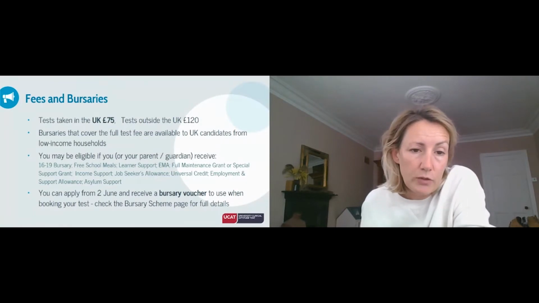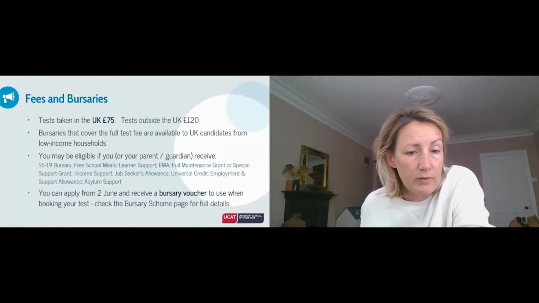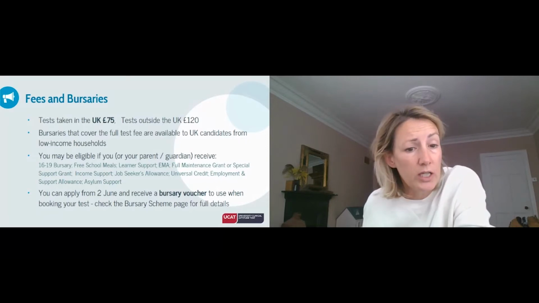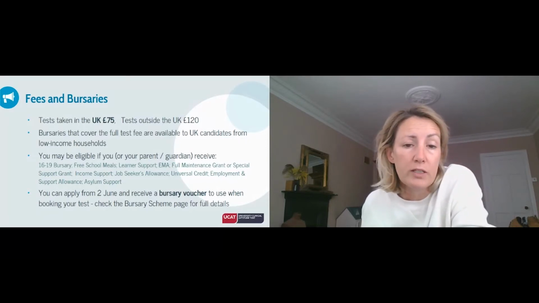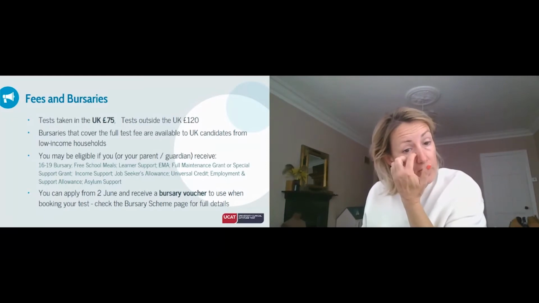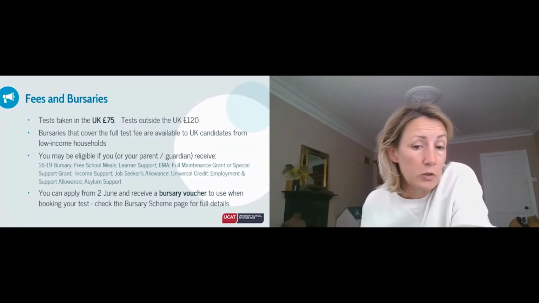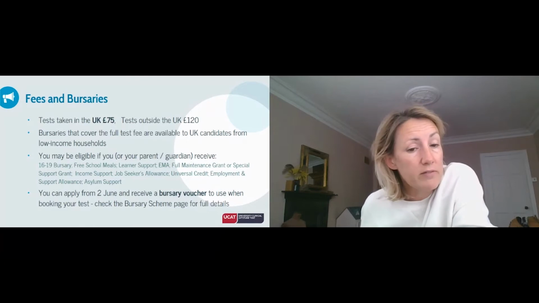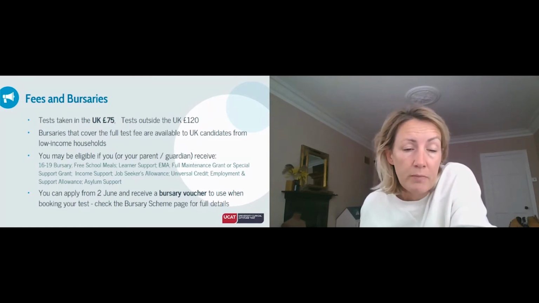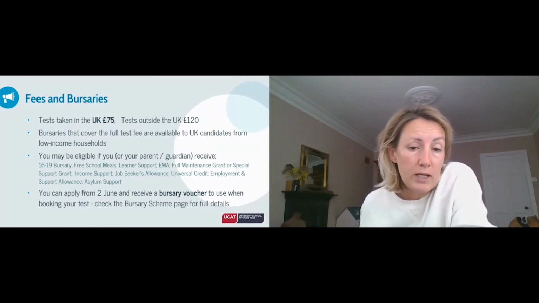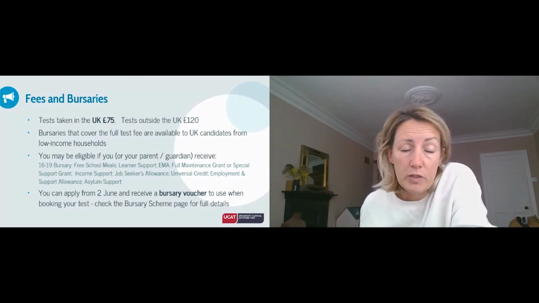There is a fee associated with sitting the test, which is £75 for UK candidates. However, we do offer UCAT Bursaries. So if you are classed as in financial need, there's quite a wide eligibility criteria. So it could be if you're receiving the 16 to 19 bursary or free school meals or EMA, or if your parents are in receipt of any of the benefits listed there. Have a look at the bursary scheme page of our website. You can apply for a bursary really simply using the online form, and then we will send you a bursary voucher that you can use to pay for your test.